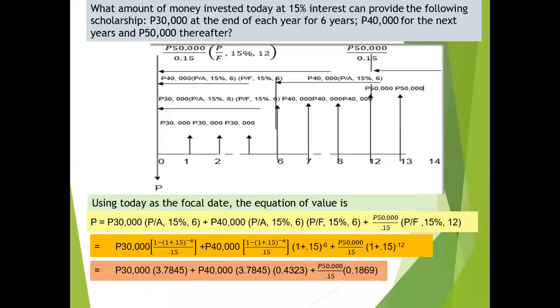So you have P equals 241,477. So in order to receive 30,000 for the first 6 years, then 40,000 for the next 6 years, and 50,000 thereafter, you need to deposit today 241,477 pesos.